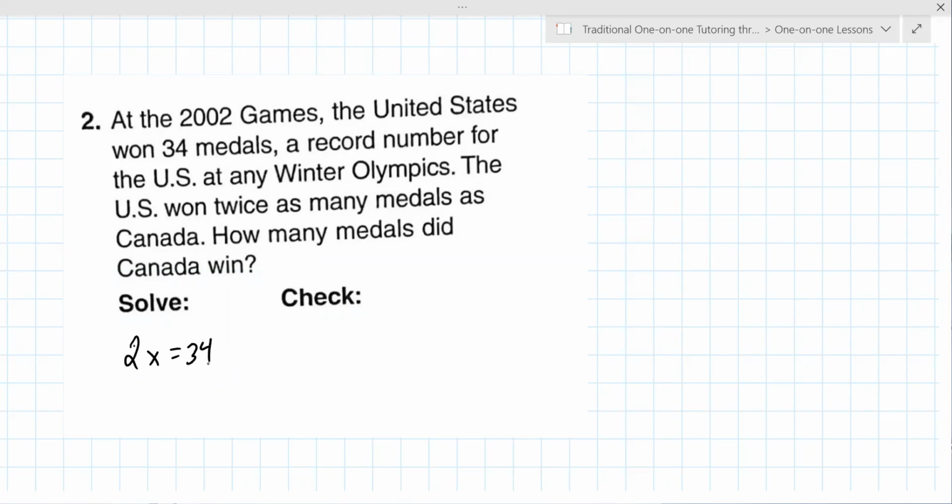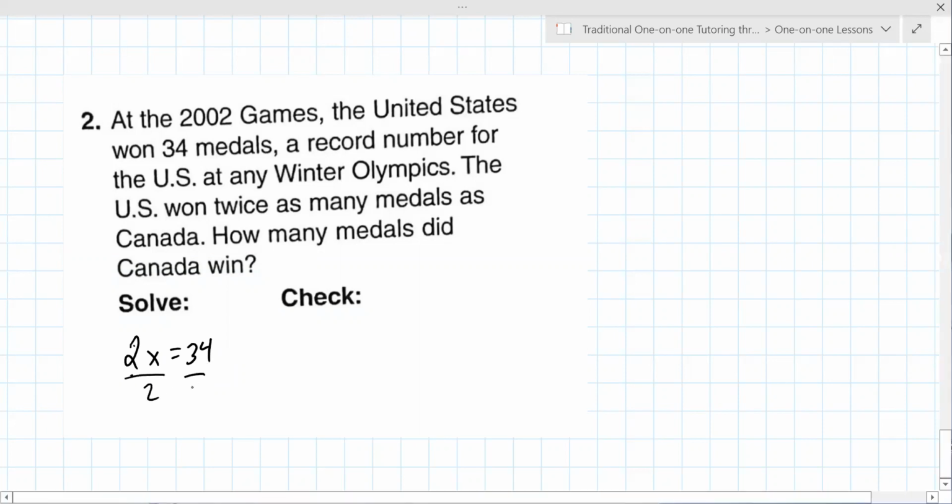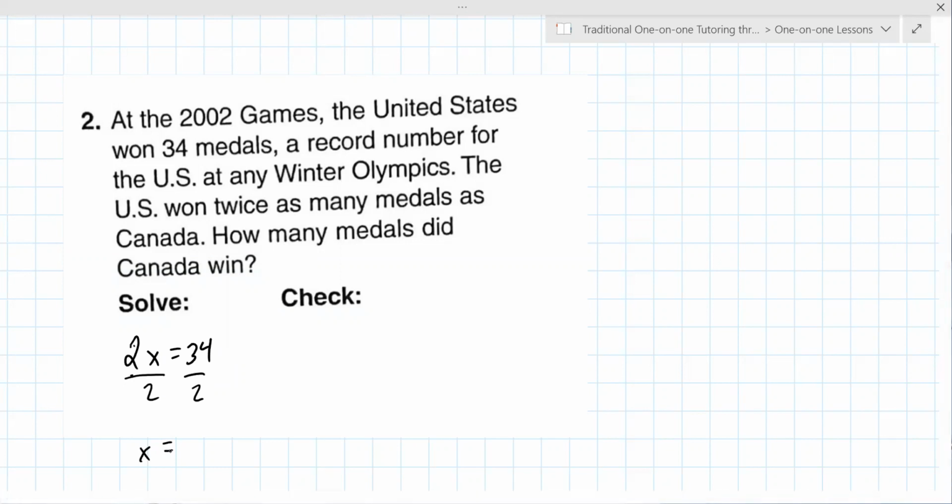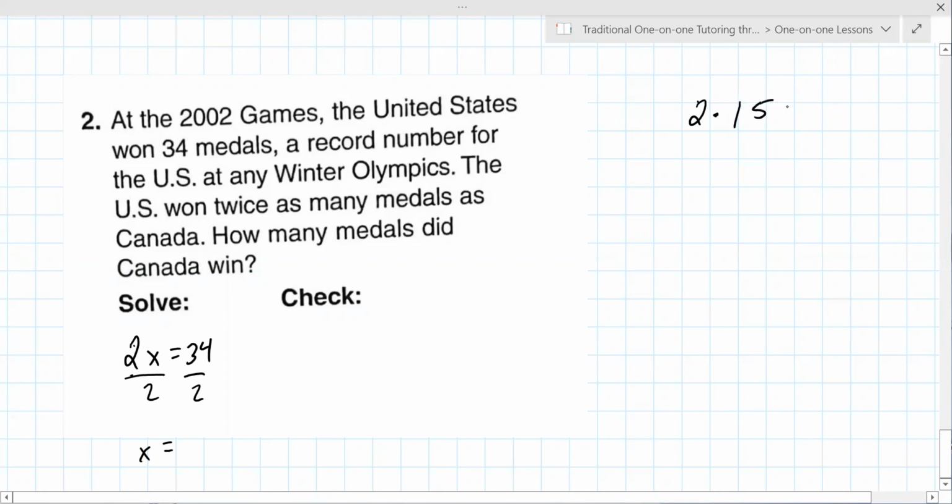Would it be x equals... So if you're struggling here, sometimes you just pick a number nearby. Maybe you know that 2 times 15 is 30. Okay, so it's bigger than 15. Well, maybe 2 times 17. There you go, because 7 gets you to the 4. So they won 17 medals.